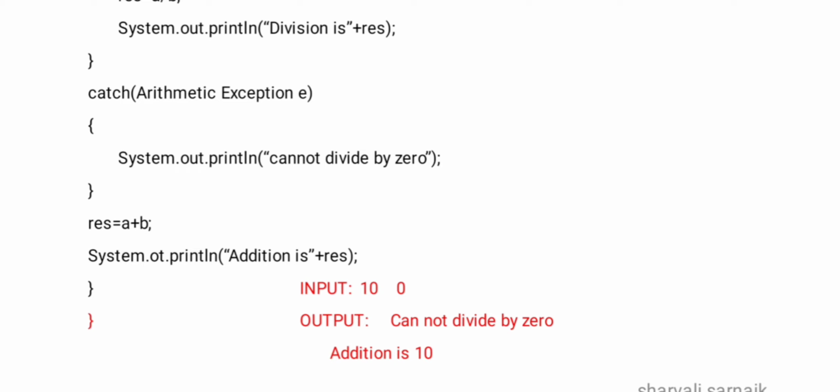So here I had created an arithmetic exception e, that means I have created an object of arithmetic exception, and in that I will write a message that will be easy to understand to the user, that is cannot divide by 0. This is an error message that will display to the user if there is an exception in the above code. After that I had written another logic of addition, that is res is equal to a plus b.